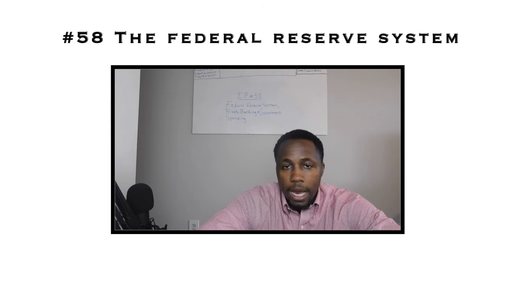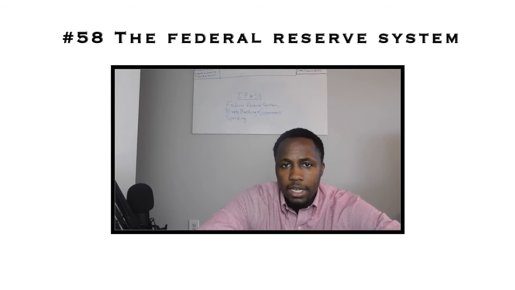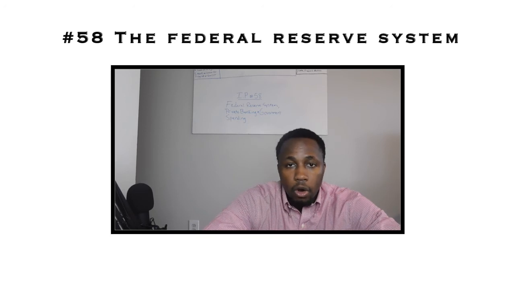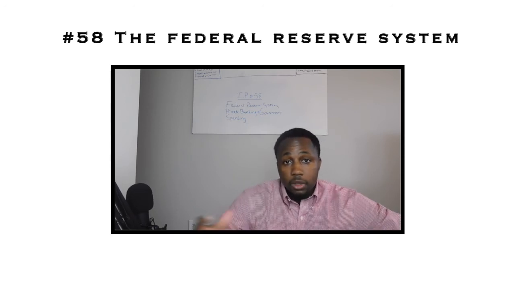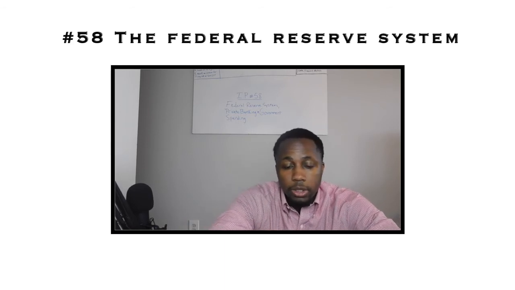And a little backstory of how the Federal Reserve came about: back in November of 1910, there were a group of 6 to 7 men that all came together on an island called Jekyll Island. It's off the coast of Georgia, and they all sat down to come up with a strategic plan of how they could create a shared monopoly. Essentially, that's what the Federal Reserve is.